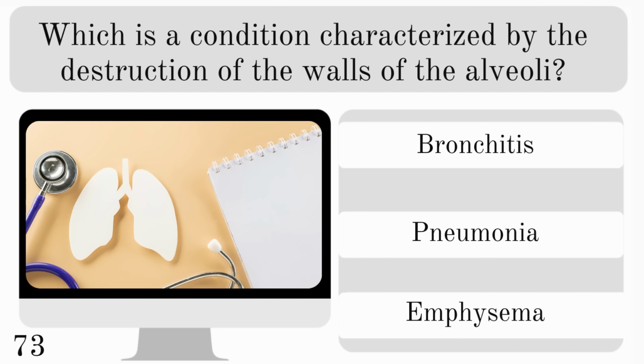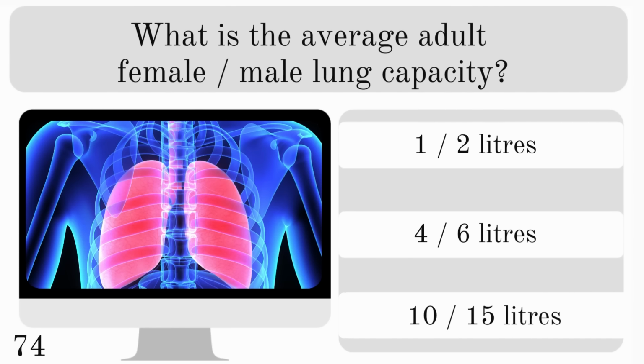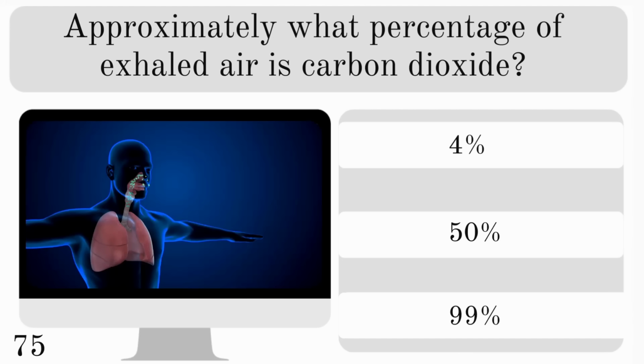Which is a condition characterised by the destruction of the walls of the alveoli? Bronchitis, pneumonia, or emphysema? And the correct answer, emphysema. What is the average adult, female and male lung capacity? 1 and 2 litres, 4 and 6 litres, or 10 and 15 litres? And the correct answer, 4 litres and 6 litres. Approximately what percentage of exhaled air is carbon dioxide? 4, 50, or 99%? And it's only 4%.